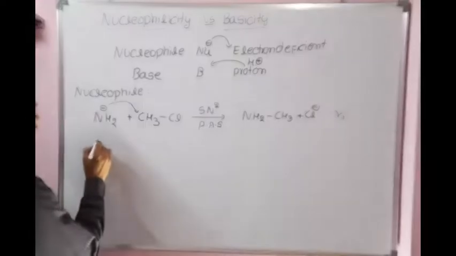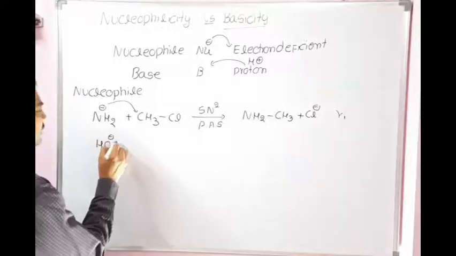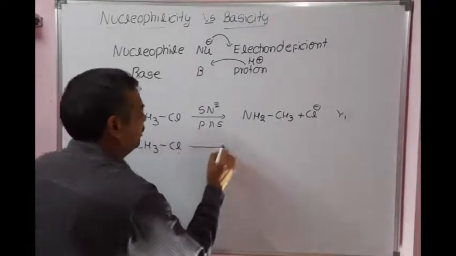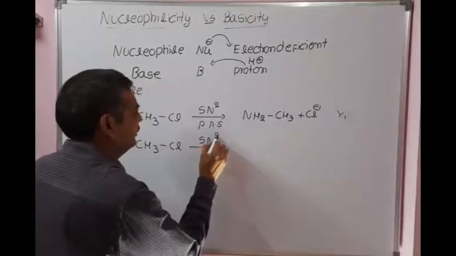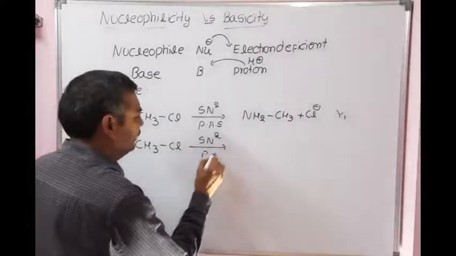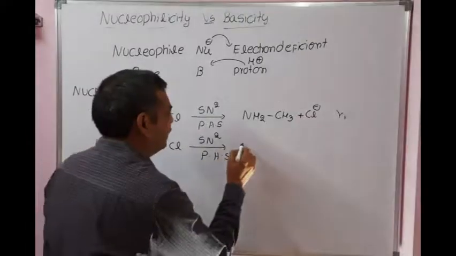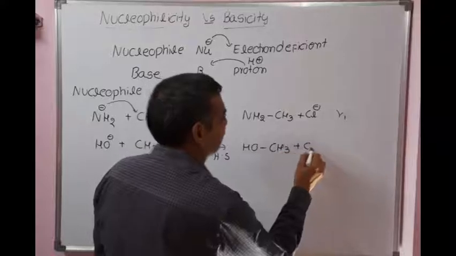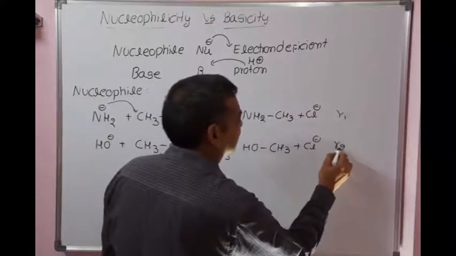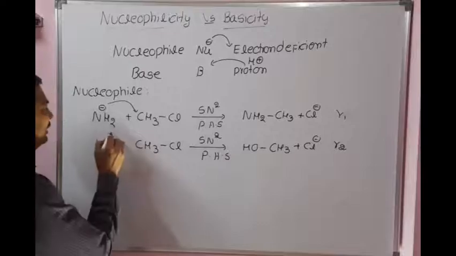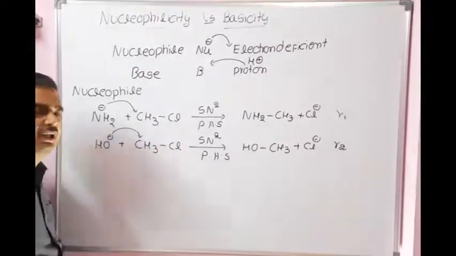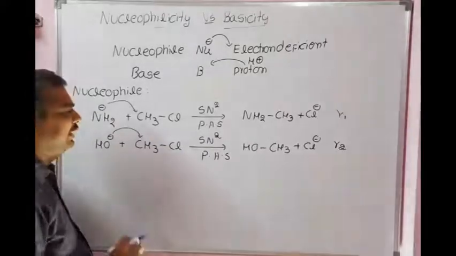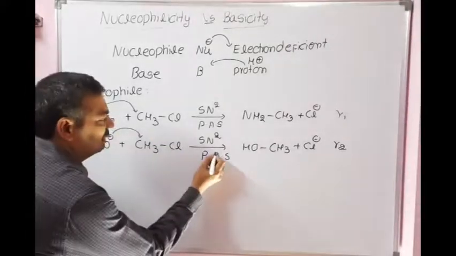Take one more reaction. OH minus reacts with the same alkyl halide, methyl halide. It is a primary alkyl halide, that means an SN2 reaction, and a polar aprotic solvent is required. The nucleophile will attack from the back side with respect to the halogen, because it is SN2. The rate of reaction for this is R2.